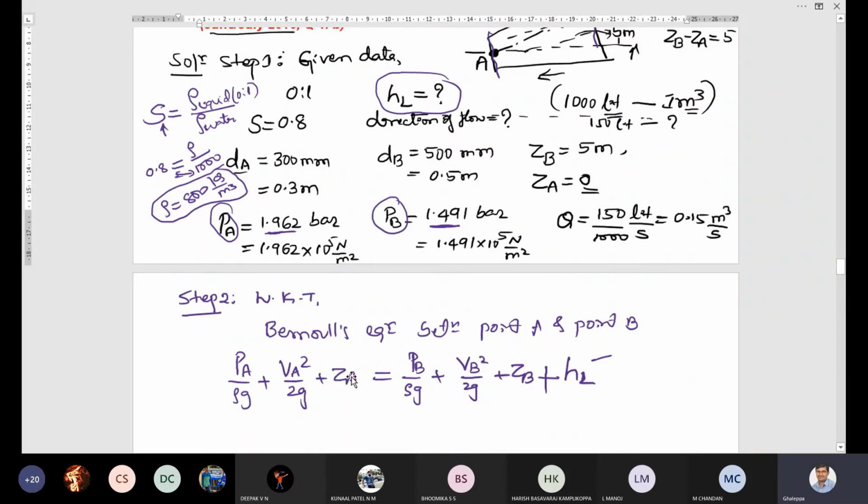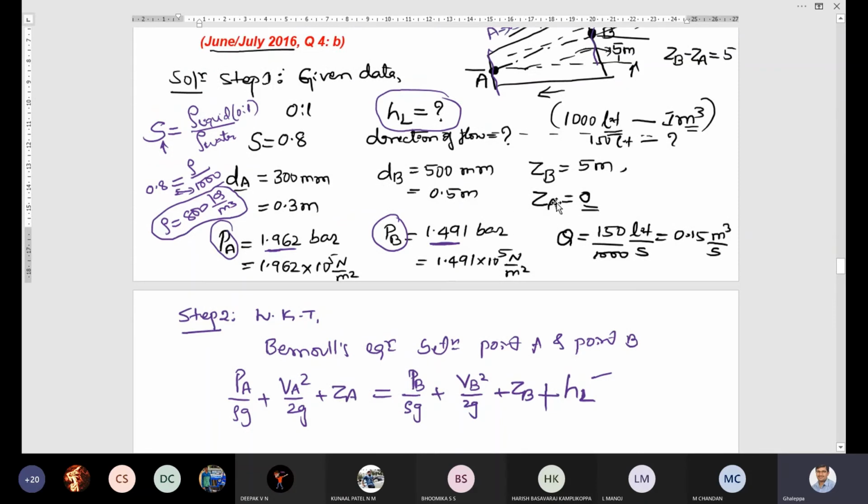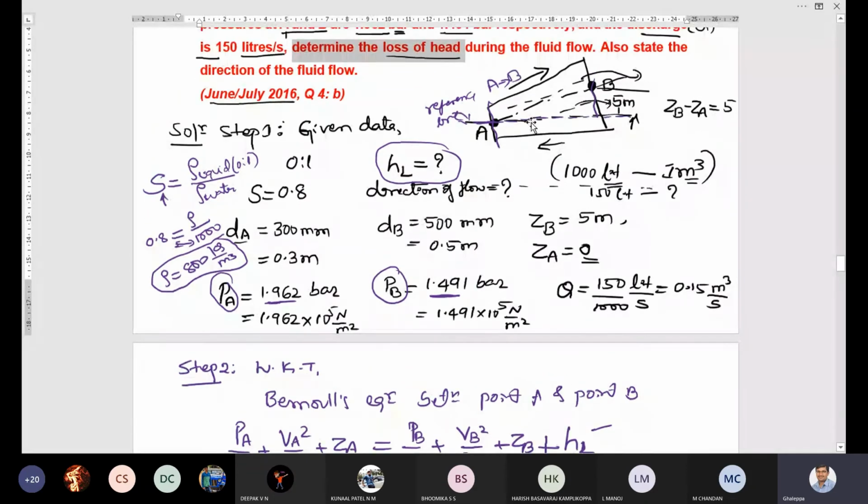Now cross check ZA. ZA we have taken as 0 because the reference line I have taken on the point A only. For that reason ZA is 0. But point B is above 5 meter height from this reference line. Here is point B. This is 5 meter height. So 5 meter he has given. Okay, no issues with these two.